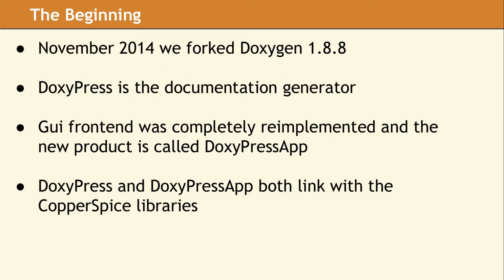So in November of 2014, we forked Doxygen 1.8.8, and we started DoxyPress. DoxyPress is the documentation generator program. The GUI front end which existed was completely rewritten, and the new product is called DoxyPress app. And both of these projects link with the CopperSpice libraries.